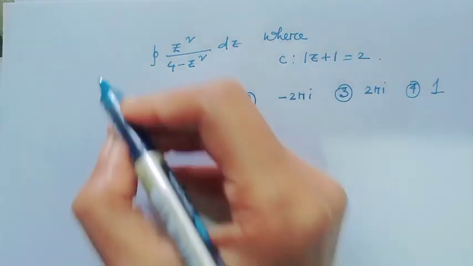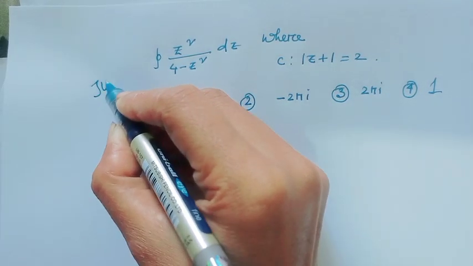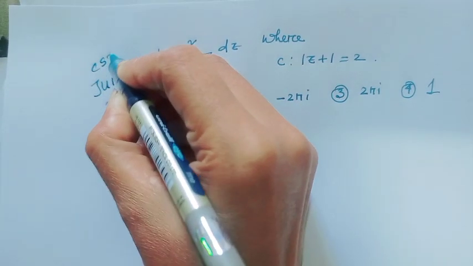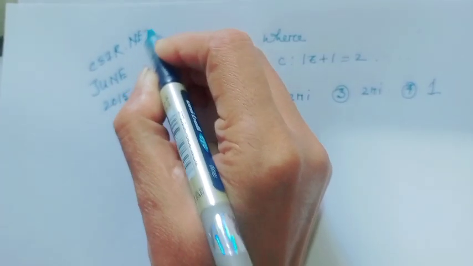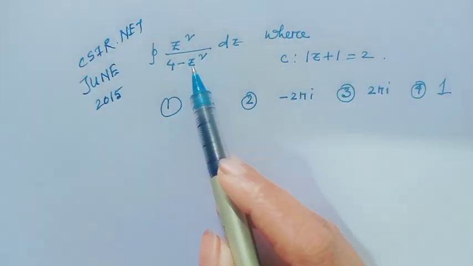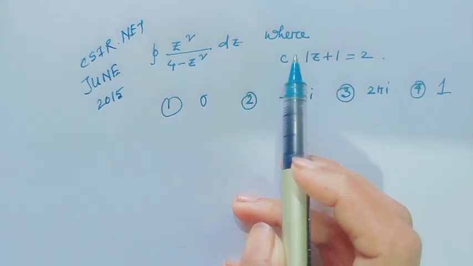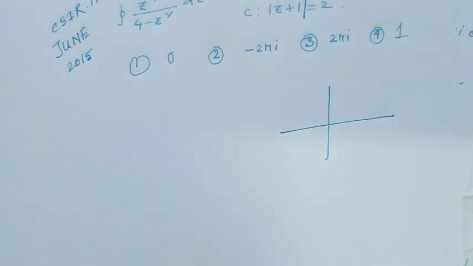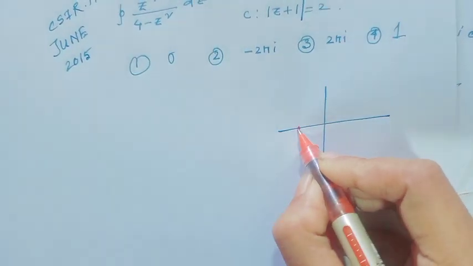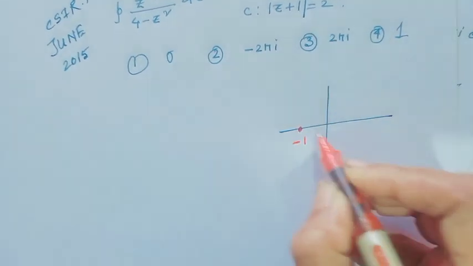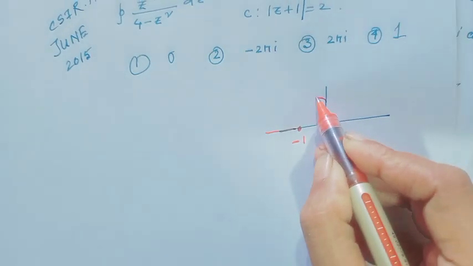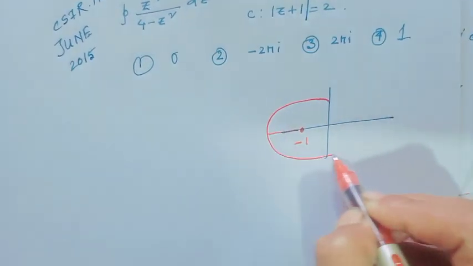Next example, which came in the CSIR NET June 2015 exam. The question is the integration of z square over 4 minus z square dz, where the circle is given as mod z plus 1 equal to 2. Here the circle is, since z equal to minus 1 is the center and mod z plus 1 equal to 2 means here the radius is 2, so the circle would be of such type.